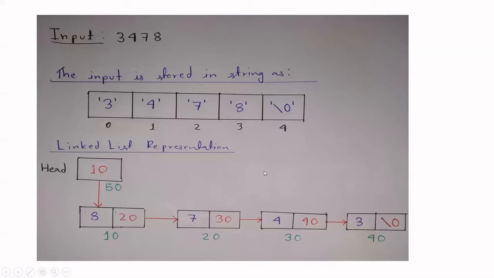Now, how will it be represented inside a linked list? As I said in the beginning, for every node that we create, we will push it at the beginning of the linked list. So the first number that we read from the string will always be the last node of our linked list, and the last number that we read from the string will be the first node of our linked list.